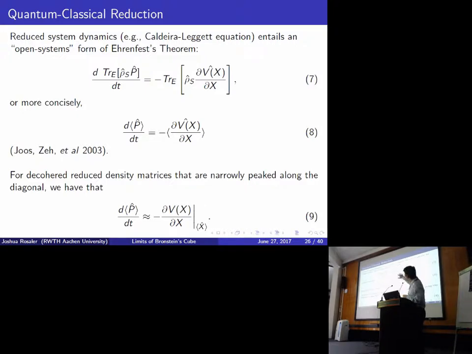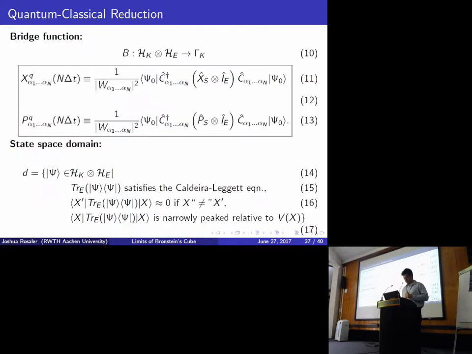So if one assumes that the reduced system dynamics obeys the Caldeira-Leggett equation, which is a very widely applicable equation to describe open subsystems, then one can prove a form of Ehrenfest theorem for open quantum systems. And if one restricts to reduced density matrices that are narrowly peaked in position, one can show that expectation values of the system approximately obey Newton's laws. Relative to a particular branch, the stochastic or quantum fluctuations will be very small around the classical trajectory.